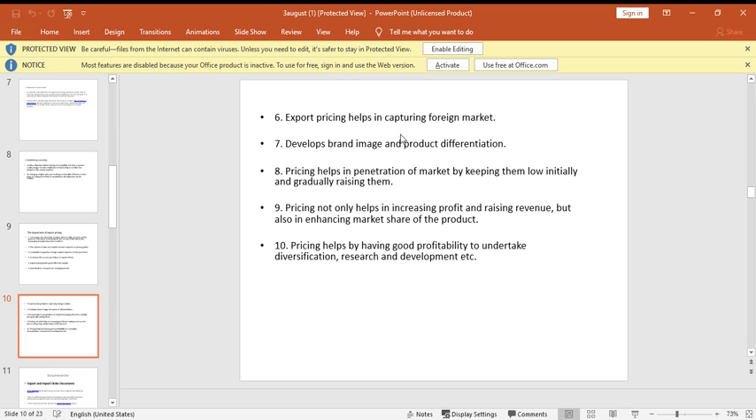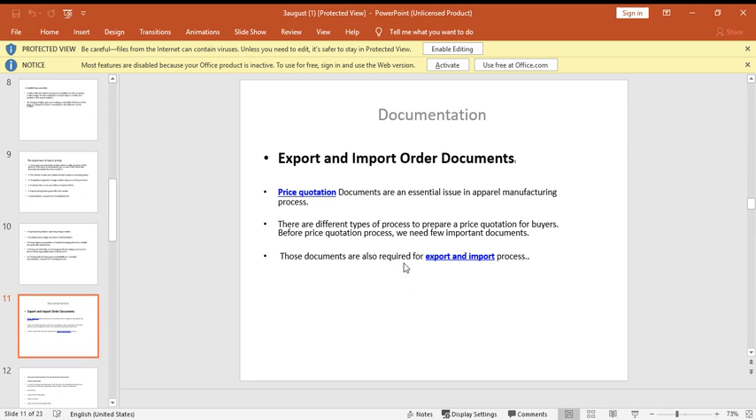Then export pricing helps in capturing foreign markets, develops brand image and product differentiation. Pricing helps in penetration of the market. Pricing not only helps in increasing profit and raising revenue but also in enhancing the market share of the product. Pricing helps by having good profitability to undertake diversification, research and development, etc.